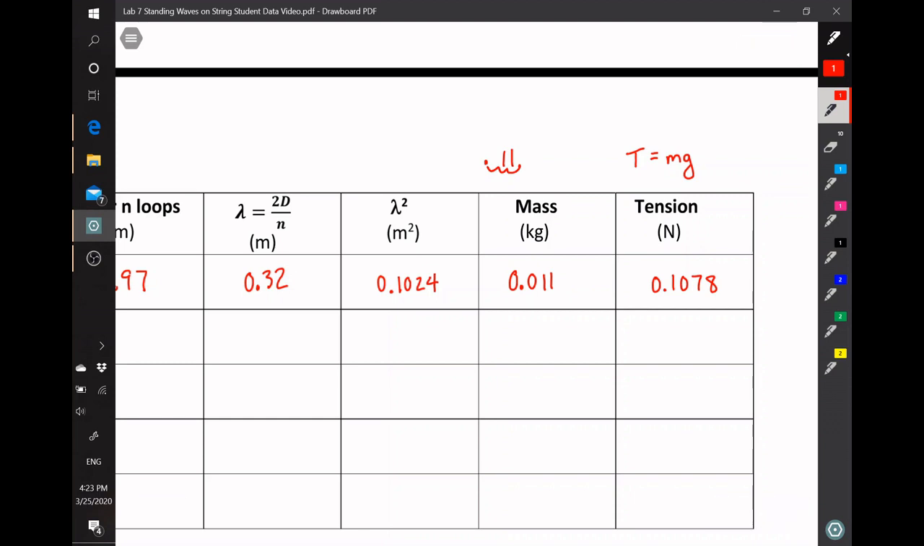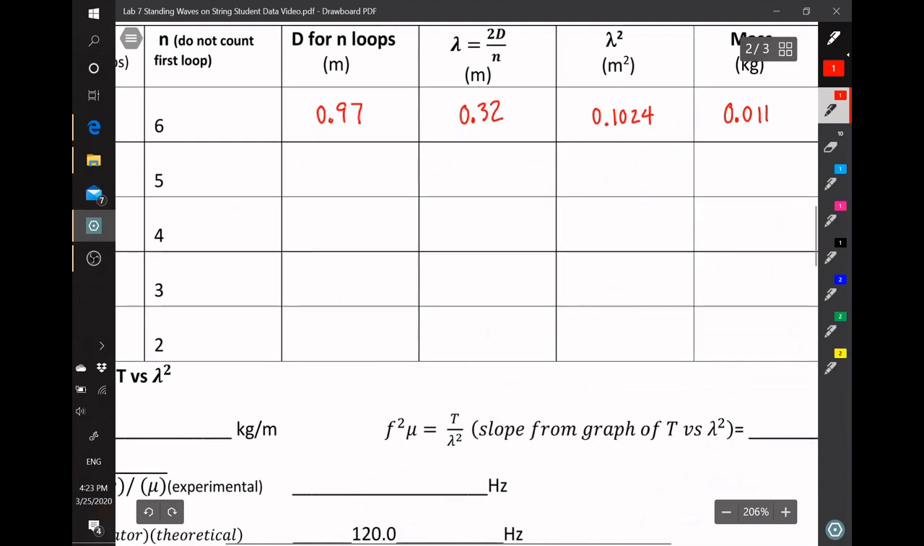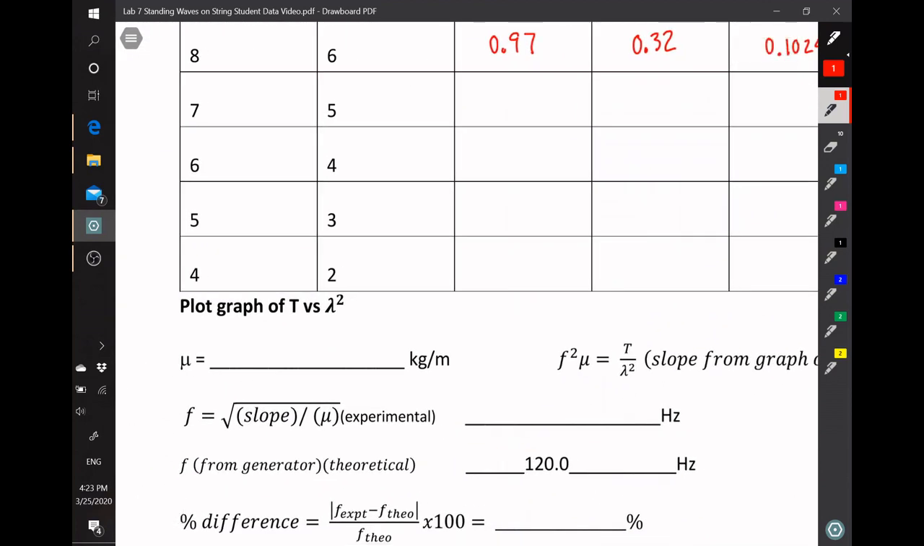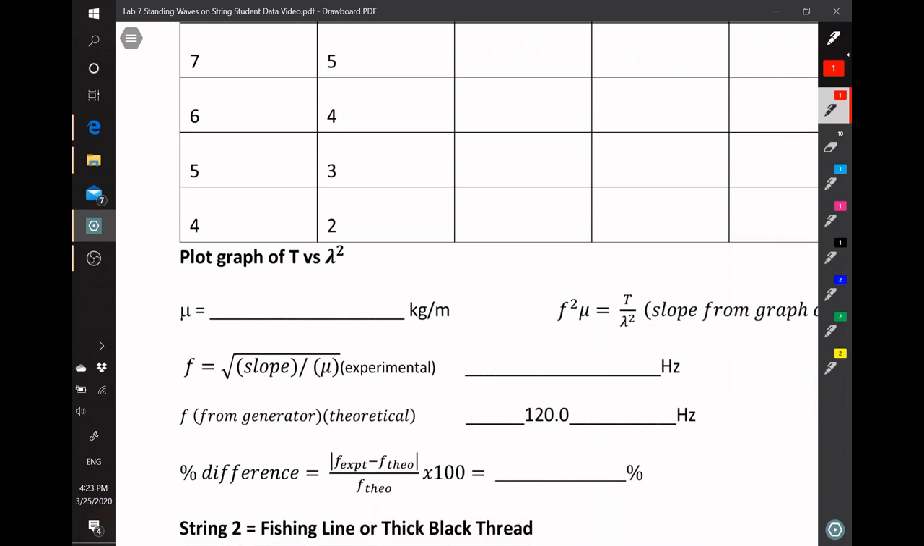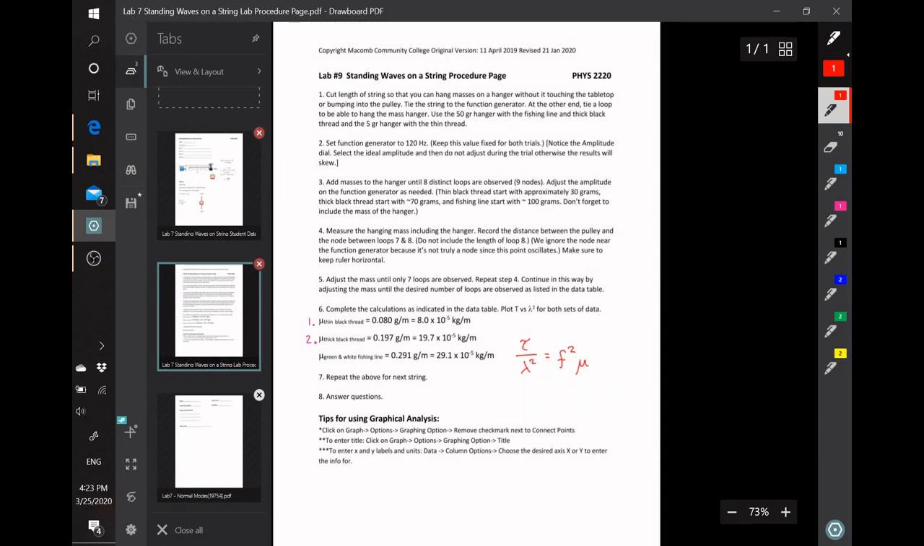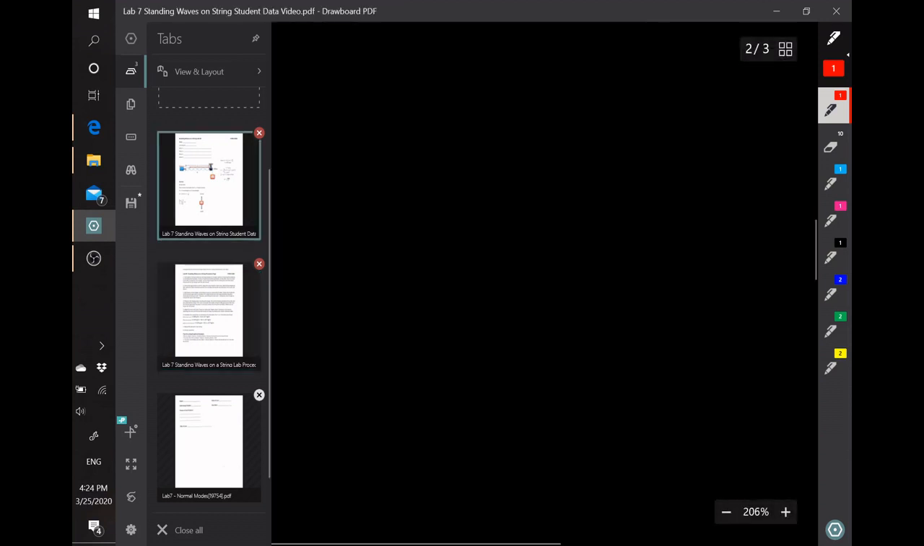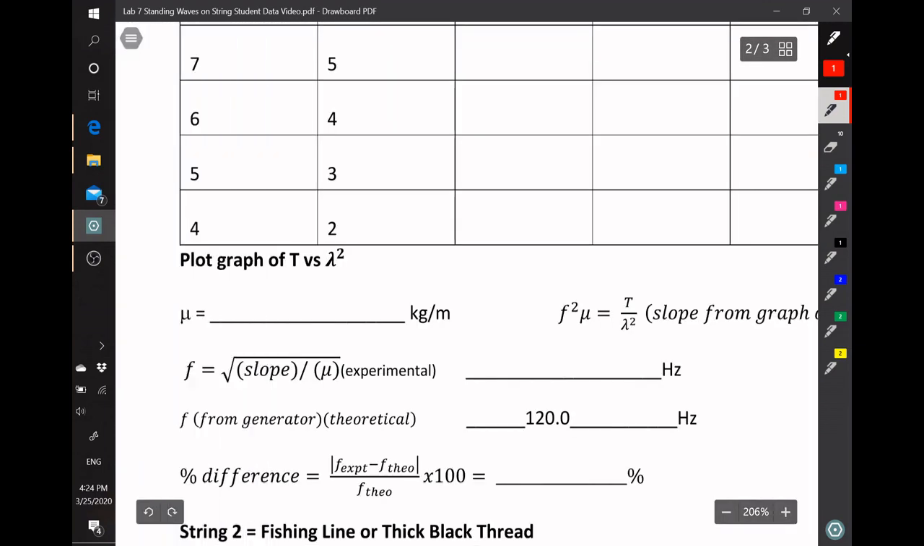Okay, and the reason, by the way, that we had to convert to kilograms was because we want the tension to be in units of newtons. Let's see what else. Down below, we have the linear mass density for the thin black thread. So if we flash back to the procedure, we will see that the thin black thread had a linear mass density of 0.08 grams per meter. In kilograms per meter, it's 8 times 10 to the minus 5. So that's what we're going to write down there. 8 times 10 to the minus 5.